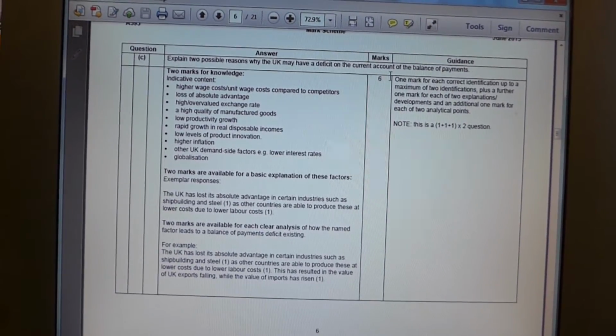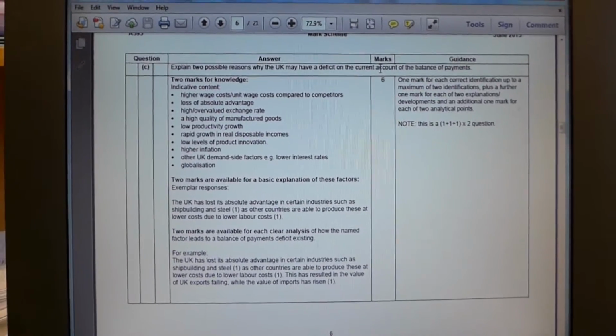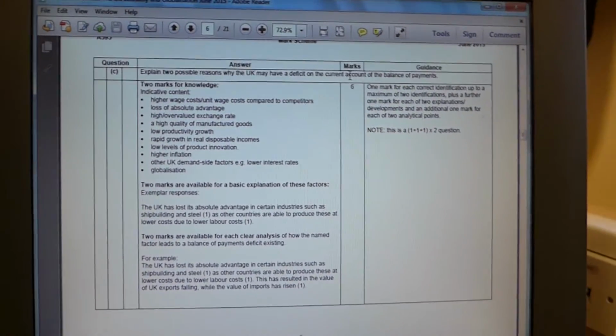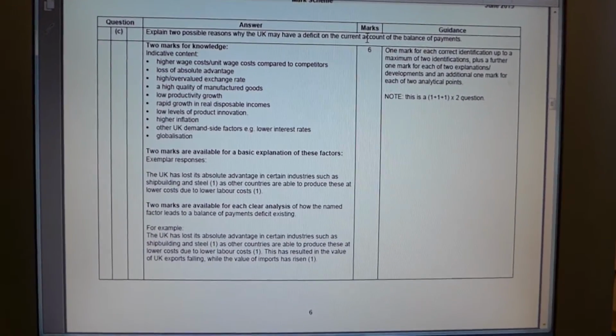But bear in mind, it's the current account of the balance of payments. Don't be saying the balance of payments deficit, because obviously the balance of payments has to balance. It's the current account that we're talking about here.